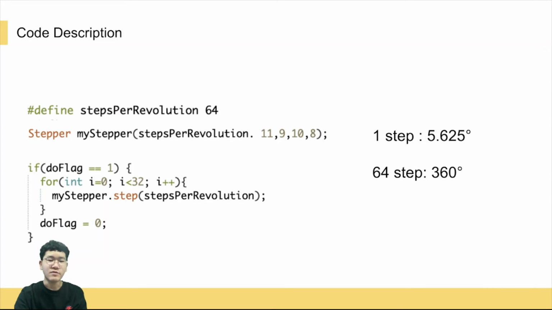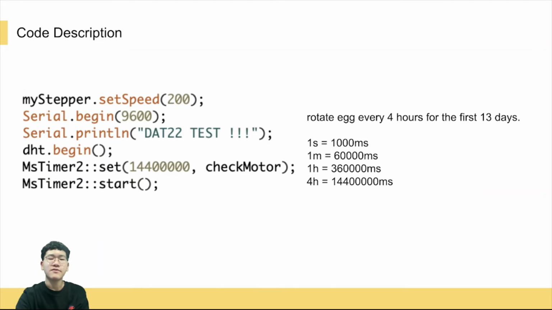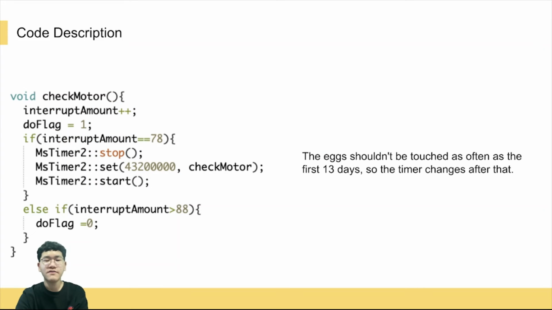This code rotates the stepper motor in certain conditions. So, in order for eggs to hatch in perfect condition, they need to be physically turned to prevent the developing chick from sticking to the shell. Also, they must be rotated 4 times a day for the first 13 days, and they must be left untouched for the rest of their incubation period.